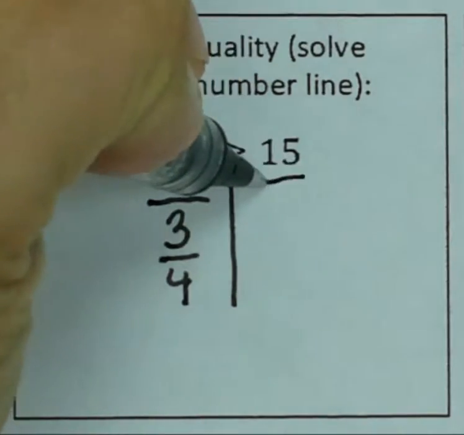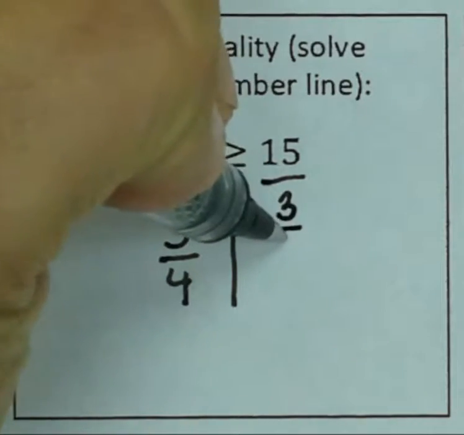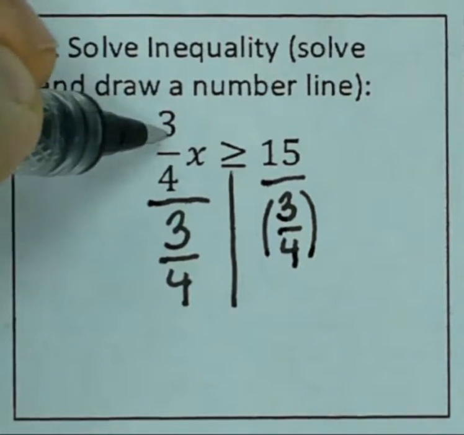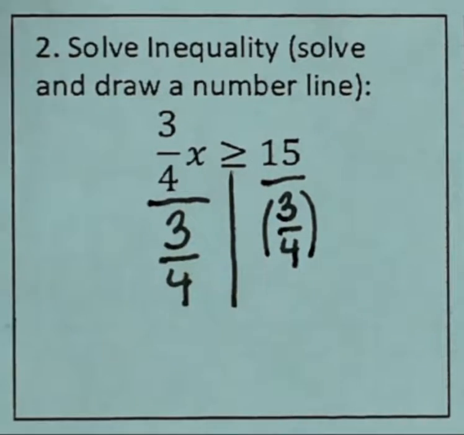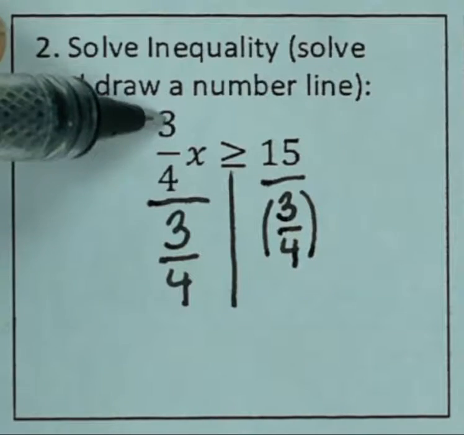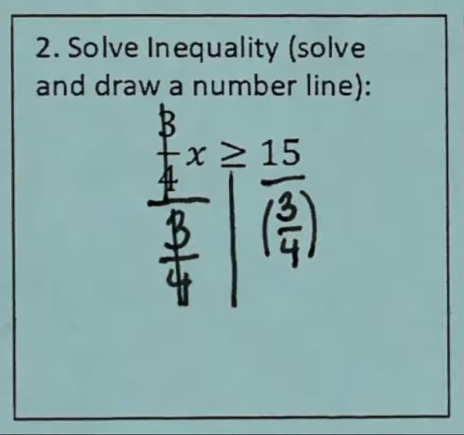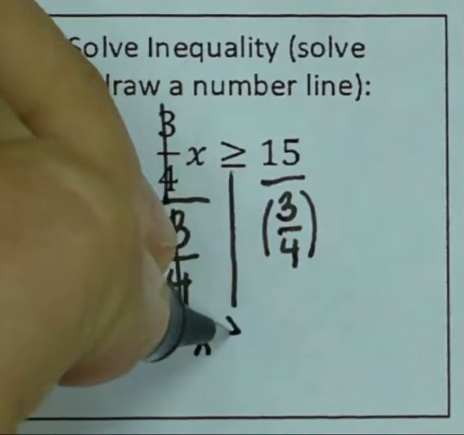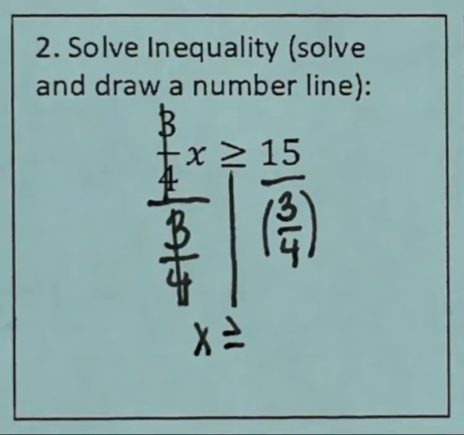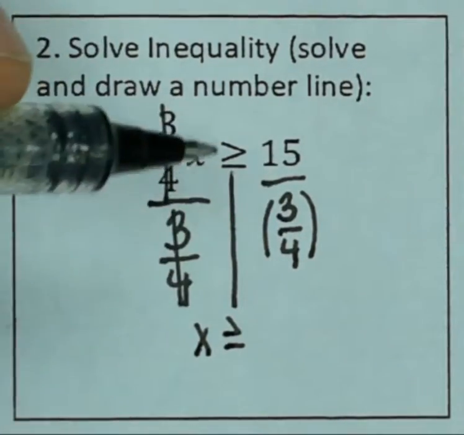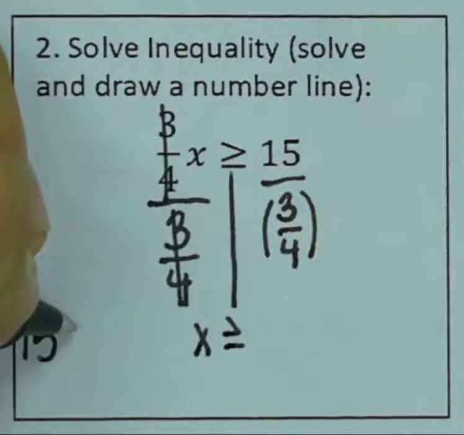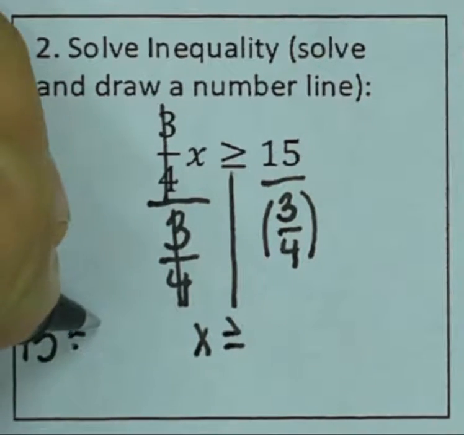So we're going to take 15, we're going to divide by 3/4. Now that looks a little awkward. We're not used to seeing signs like that. So we're going to see, without using a calculator, how to solve that. 3/4 divided by 3/4 gets rid of itself because anything divided by itself is 1. And so x is going to be greater than or equal to something that we're going to figure out right now. But we've got 15, and we are going to divide by 3/4.